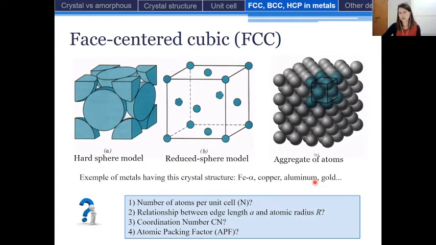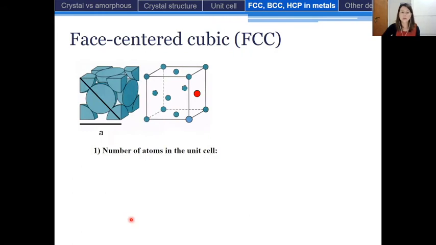And so the exercise to describe this unit cell and the way to characterize it is to answer the following questions. What is the number of atoms per unit cell? What is the relationship between the edge length a and the atomic radius R? What is the coordination number? And what is the atomic packing factor? These four parameters, you should be able to find or calculate, but we are going to do it together. So what is the number of atoms in the unit cell? Basically, we can count the number of atoms that are placed at each corner.